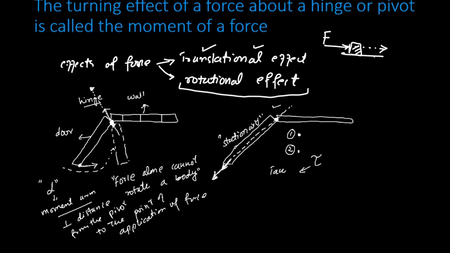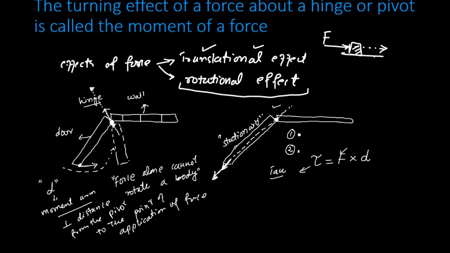This is called tau, so it is represented by tau, and the moment of a force is also called torque. So the formula for the torque is equal to the force times the perpendicular distance from the pivot point, or the moment arm. So this equation is practical.